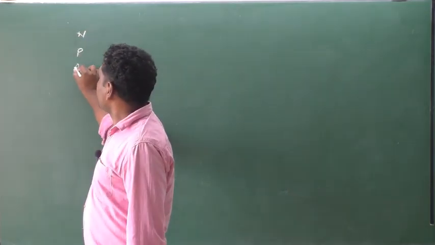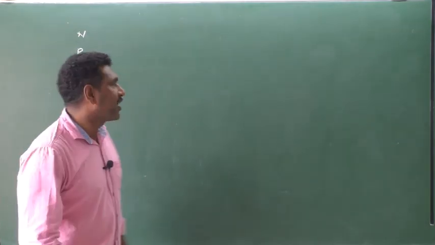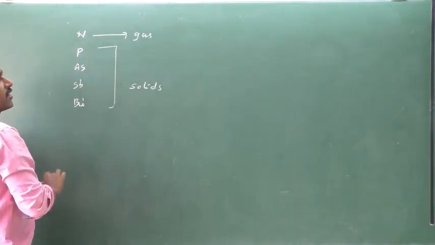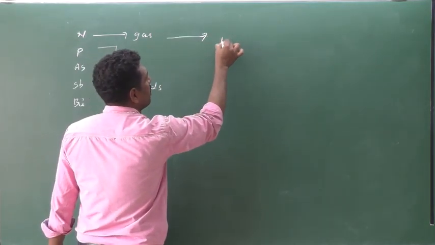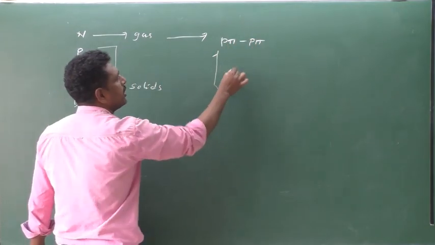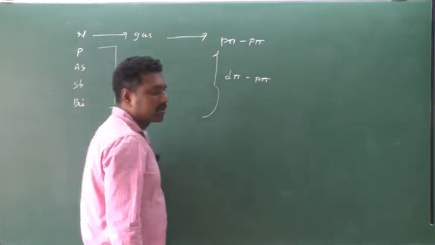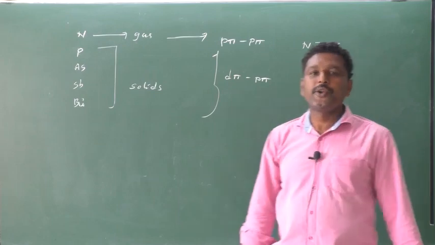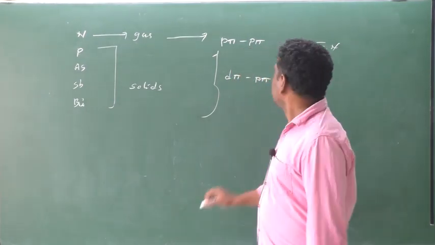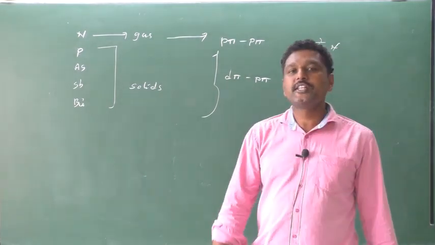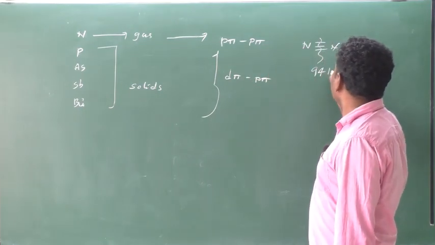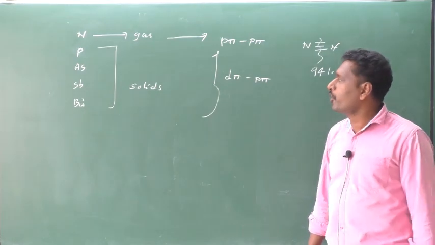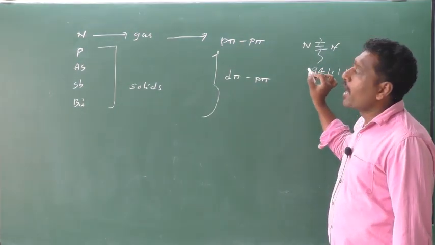We will discuss nitrogen, phosphorus, arsenic, antimony, bismuth. The first property is that it is a gas, remaining all are solids. Second, nitrogen can form p pi-p pi bonds, but the remaining form d pi-p pi bonds. Also, between nitrogen atoms there is a triple bond. To break this bond requires more energy, therefore it is chemically inert. 941.1 kilojoules per mole is required to break these three bonds. This is also one of the anomalous properties.